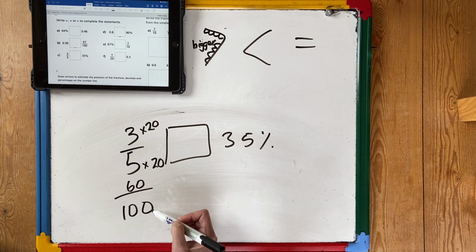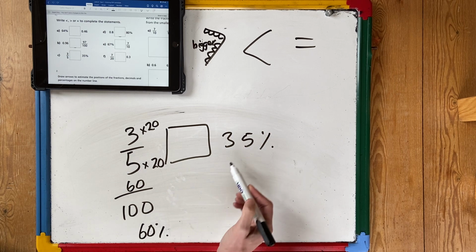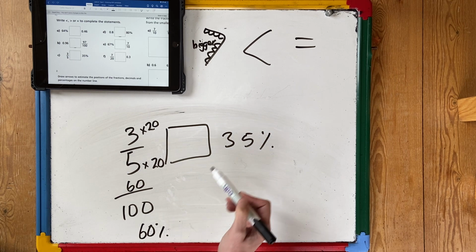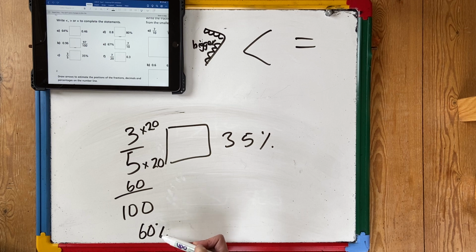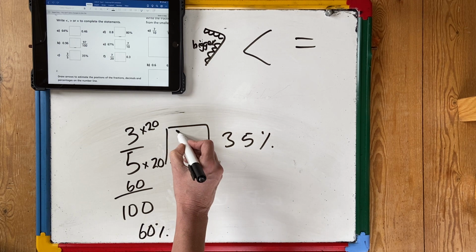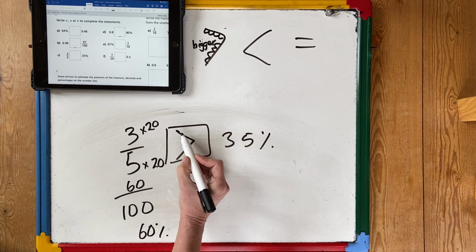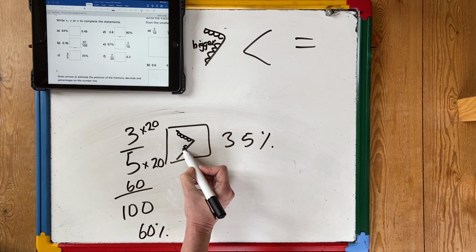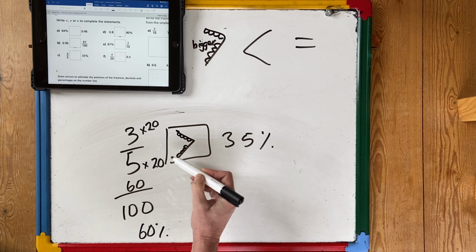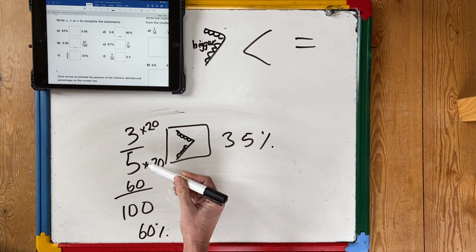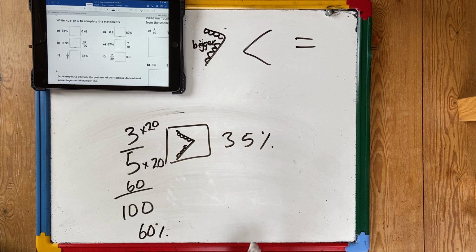So 60 hundredths is the equivalent of 60%. Now I can compare because they're both in percentages. So 60% is greater than 35%. Remember, the crocodile eats the bigger value. So 60% or 3/5 is bigger than 35%.